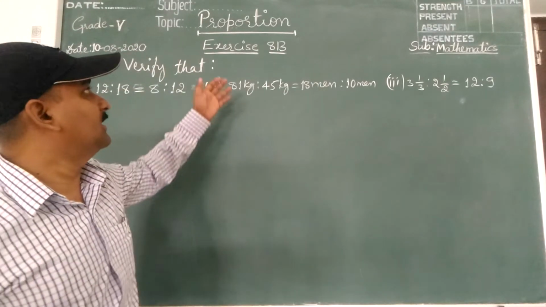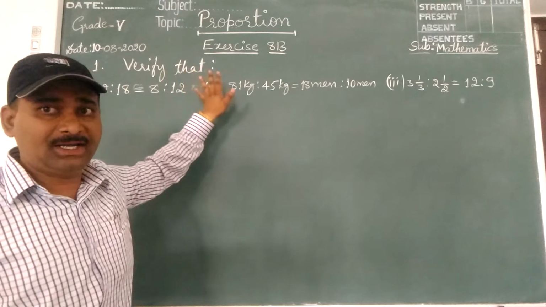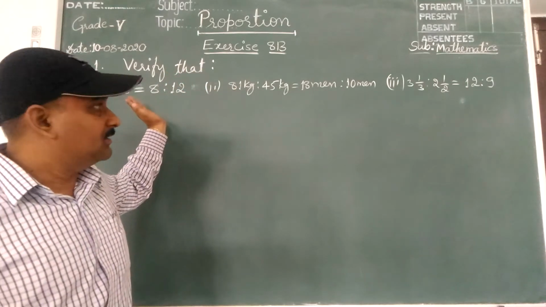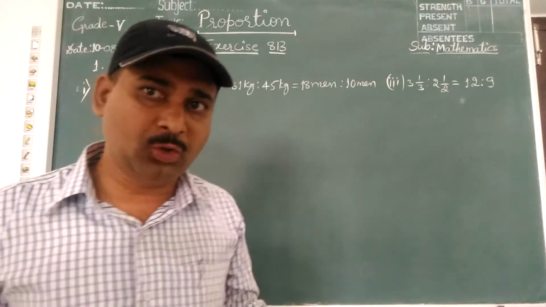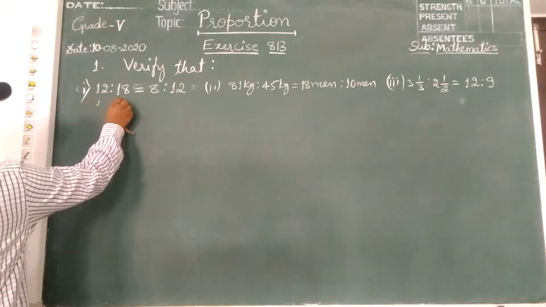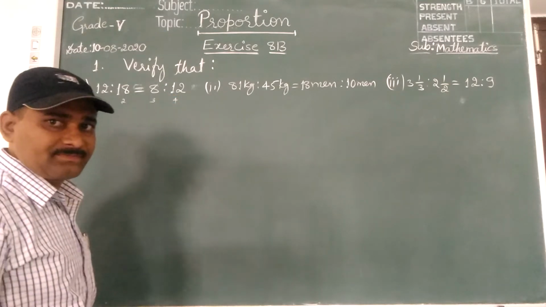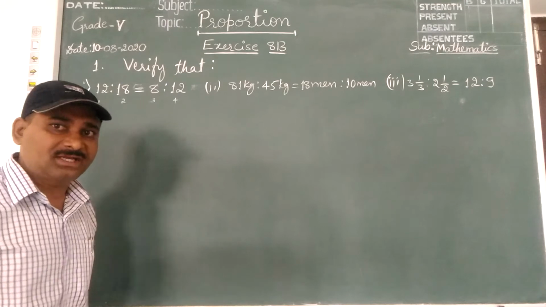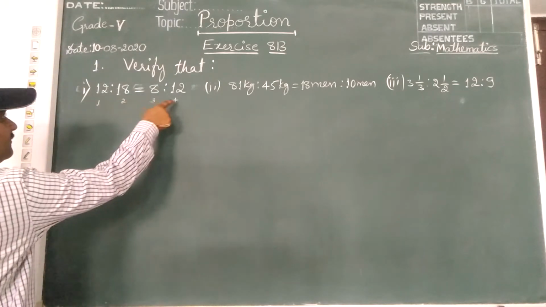Okay, children, this is your exercise 8B. Verify whether these are in proportion or not. Whatever rule I have just given you, we will follow that rule. See, this is the first term, second term, third term, and fourth term. So, product of extremes is equal to product of middle terms. Means what? First and fourth product.